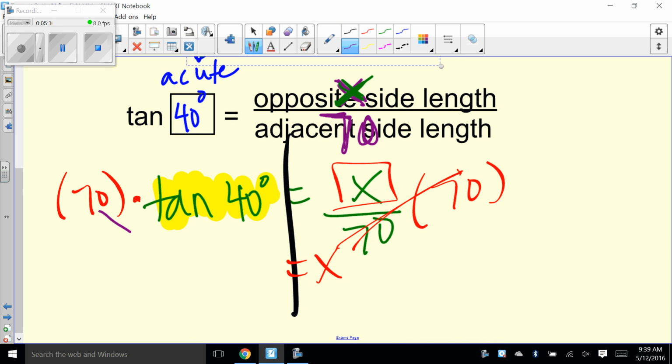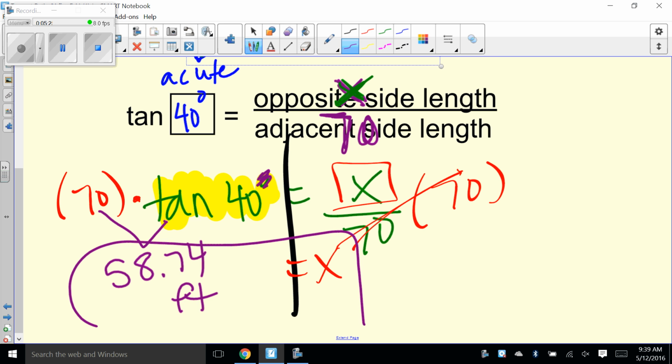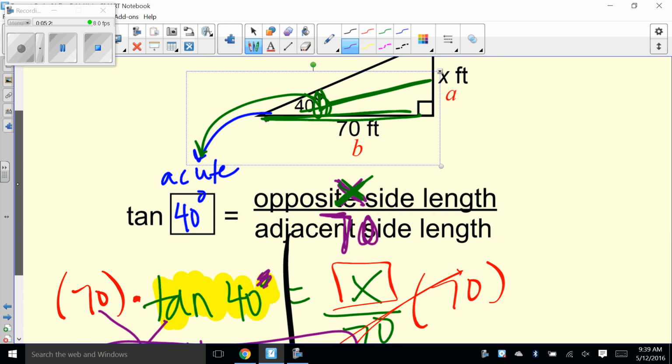So you have 70 multiplied by the tan, and then immediately type 40, and you won't be able to put the degrees in, so just 40. Tan 40. And your answer should be 58.74, and the unit is feet. So we just found is that roller coaster has a height of 58.74 feet.